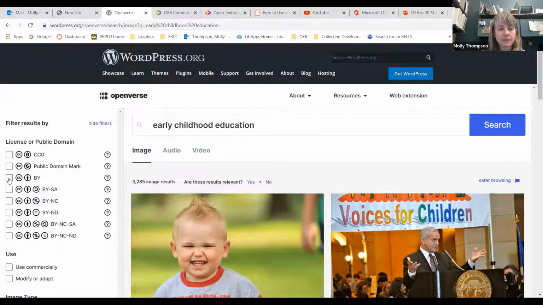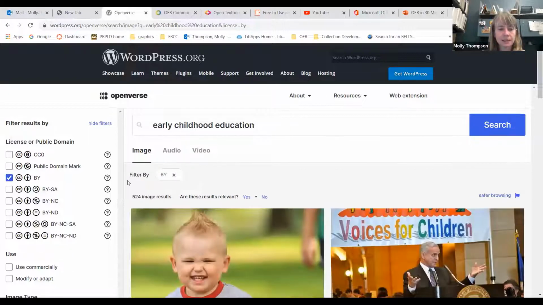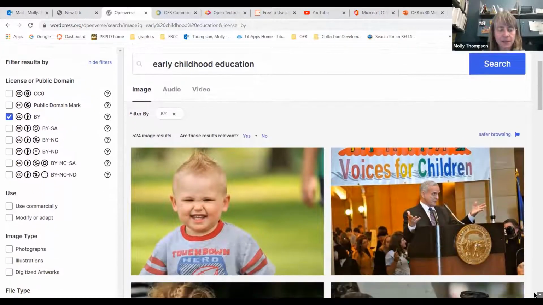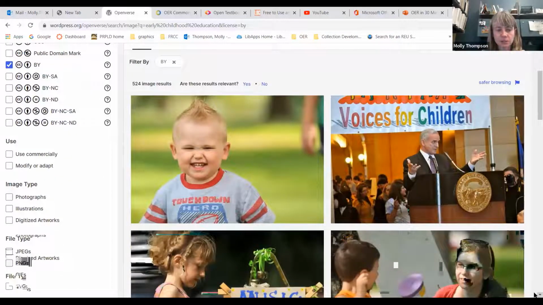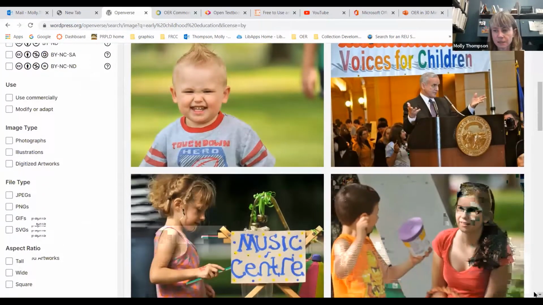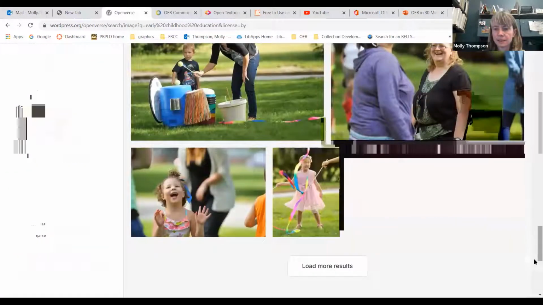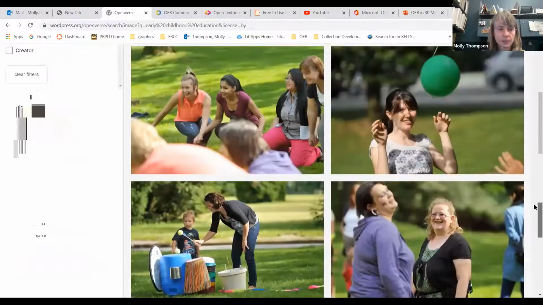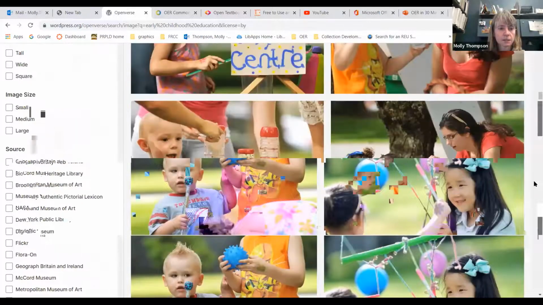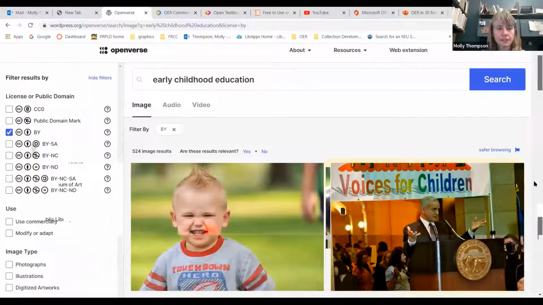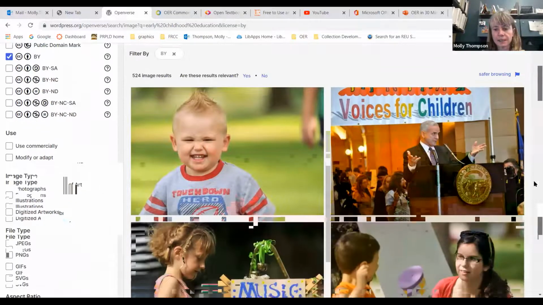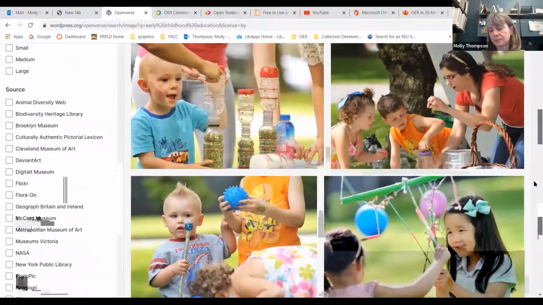So if I want to limit to CC BY, I could do that. There are also some different ways to limit on the left, like by image type, so if you want photographs, illustrations, JPEGs, etc. I can do that, and then let me move this back up. Let's say I'm going to limit by CC BY, and then I can look and see if I can find an image I want to use.